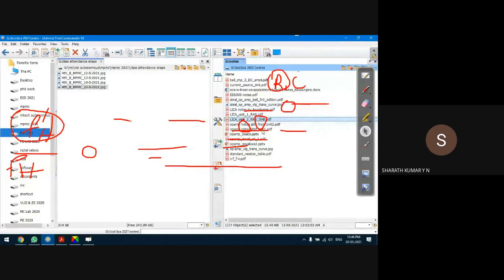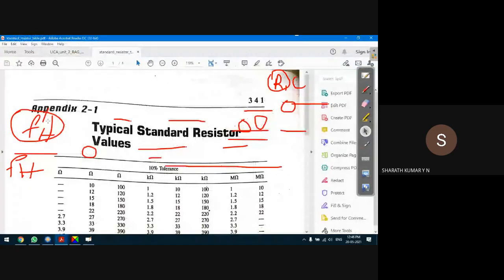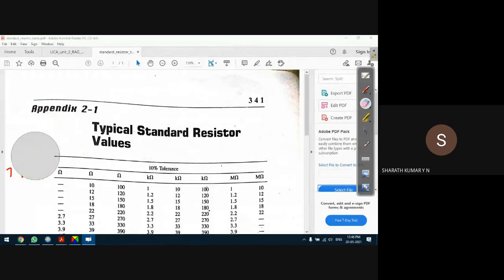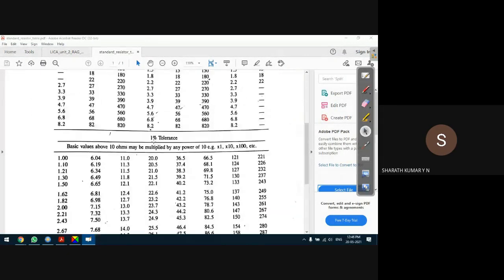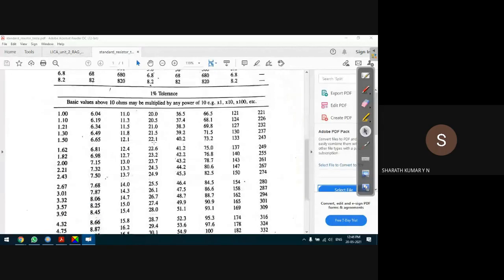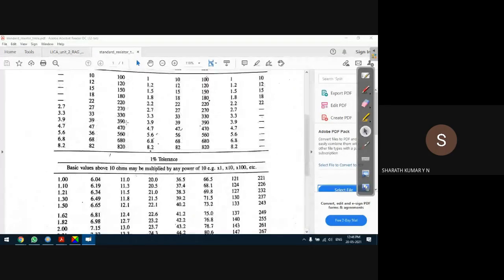Standard resistor table. This table we had seen earlier. This is from the Gayakwad book, in the appendix, second edition, page 341. There is a standard table of typical values. Of course, we can Google it also, no problem.